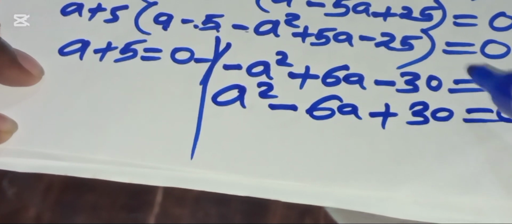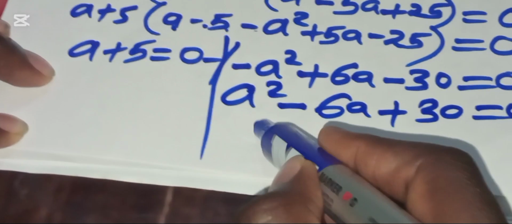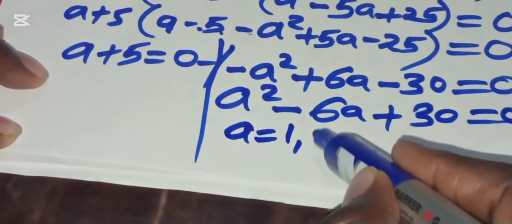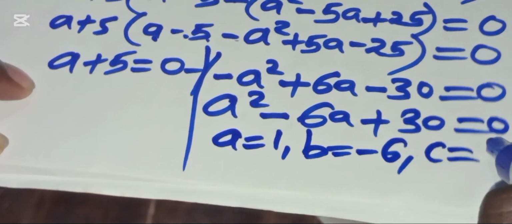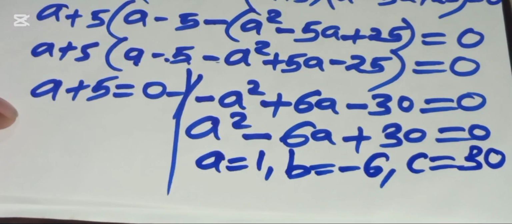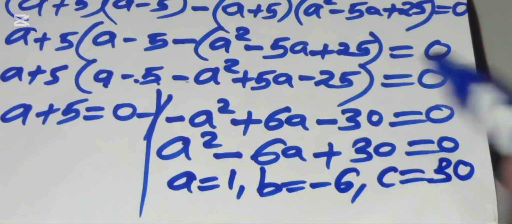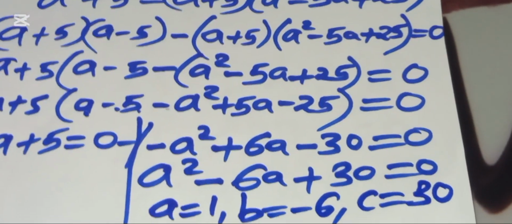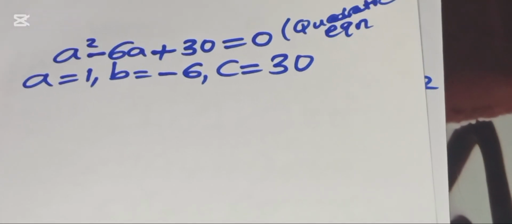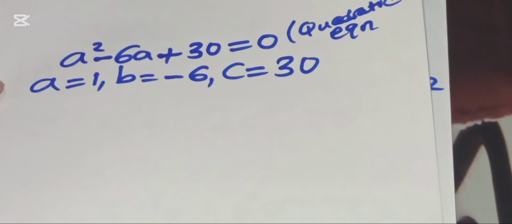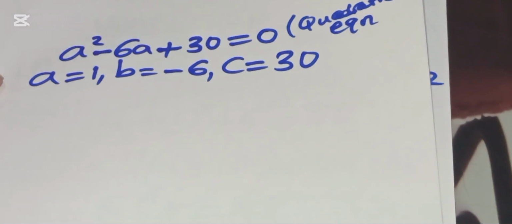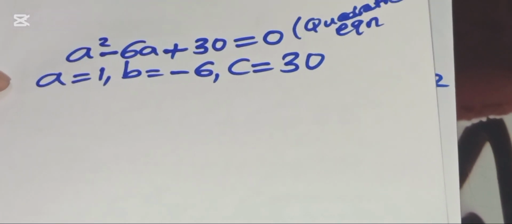And this is a quadratic equation whereby we have a is equal to 1, b is equal to negative 6, and c is equal to 30. Okay, so let's solve this quadratic equation. Now we have the quadratic equation, which is a squared minus 6a plus 30 is equal to 0, with a equal to 1, b equal to negative 6, and c equal to 30.